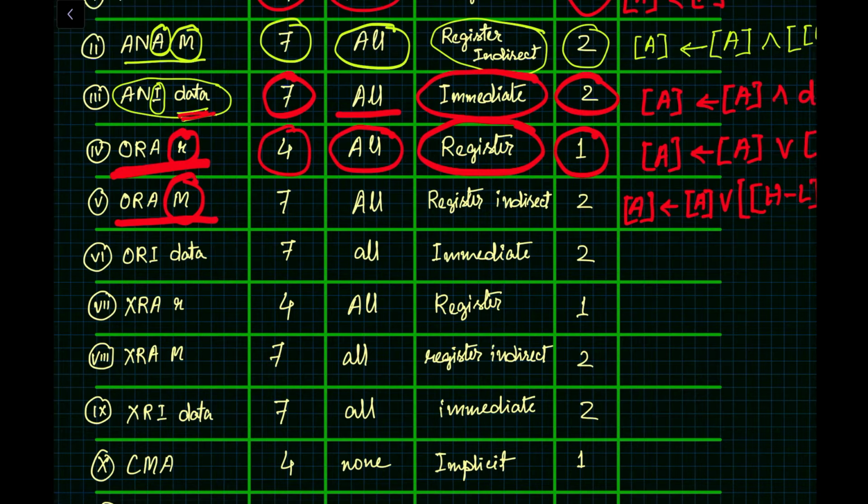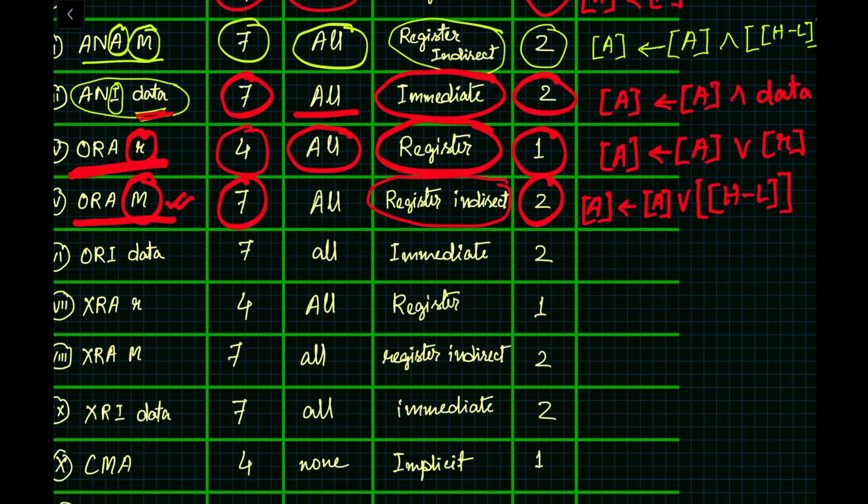And in this fifth instruction, that is ORA M, memory address is given. We need to access the memory address to get the data, and in the second cycle we have to do the OR operation. So we need 2 machine cycles. Here we have 7 T states. In the first machine cycle we have 4 T states, and in the second machine cycle we have 3 T states. What a machine cycle is and what a T state is, I have explained in my previous videos. So this one is register indirect addressing mode.